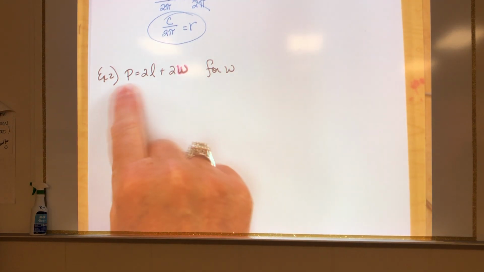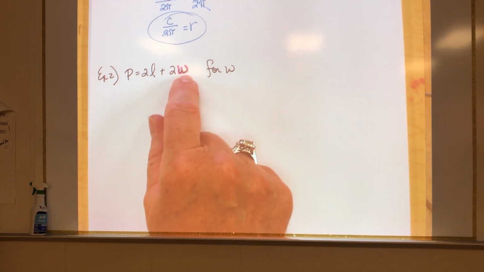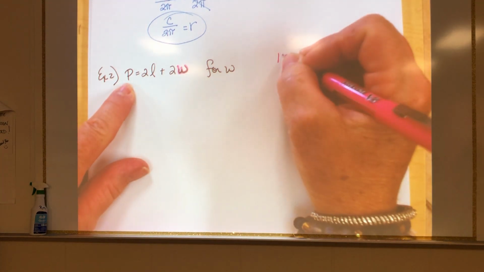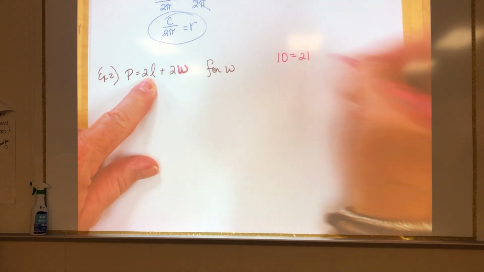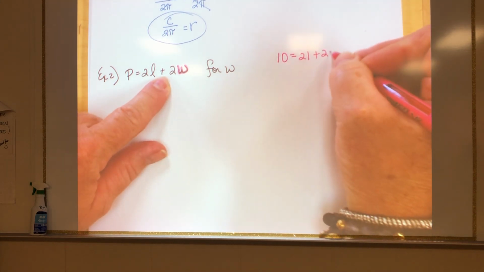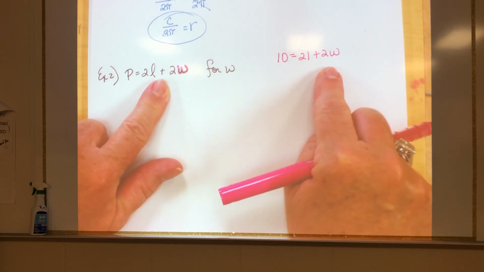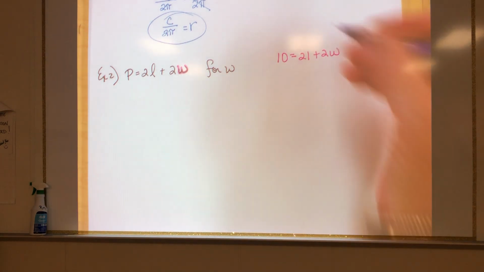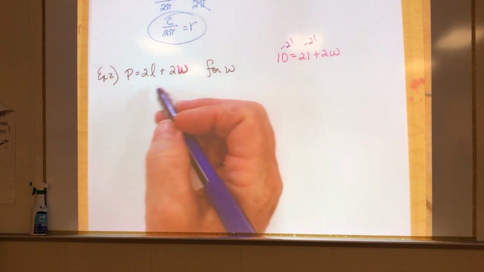Pretend like everything here is a number except for that one variable. So I'm going to make this a number. Let's make it a 10, equals. I'm going to make this a number. Let's make it a 21, plus 2W. Now look, people, how would you solve this equation right here? What would be the first thing that you would do? Minus 21. That's exactly right. I would minus 21. So guess what I'm going to do over here?